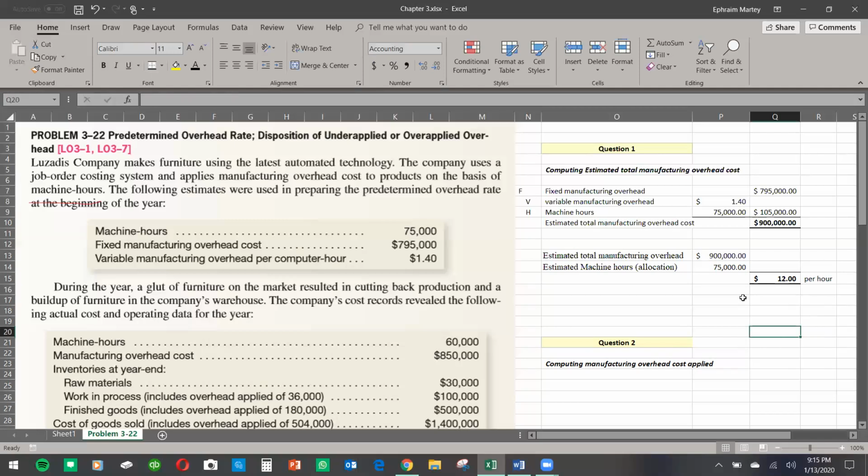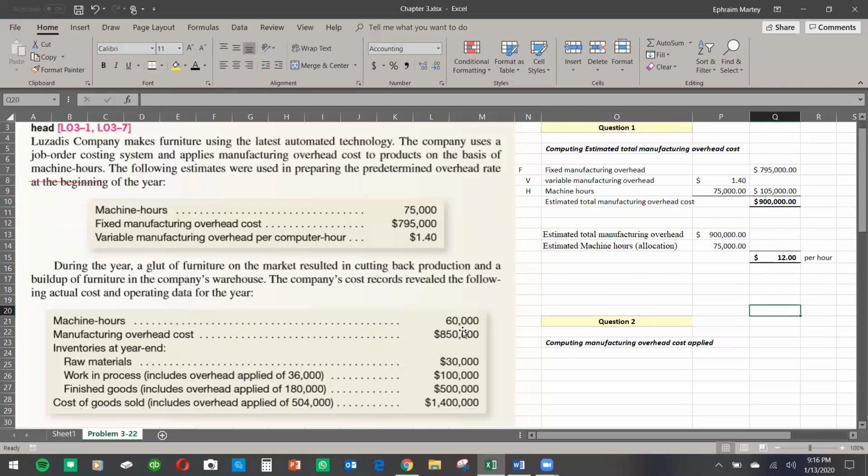So that means the predetermined overhead for the company was $12 per hour. Every hour of machine hours, predetermined overhead was $12. So in the coming year, every hour of machine hours used on producing a product, a cost of $12 will be applied or allocated to it.